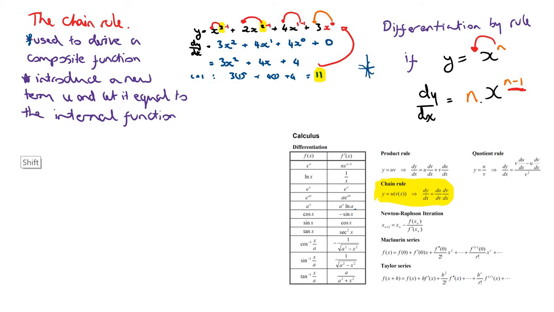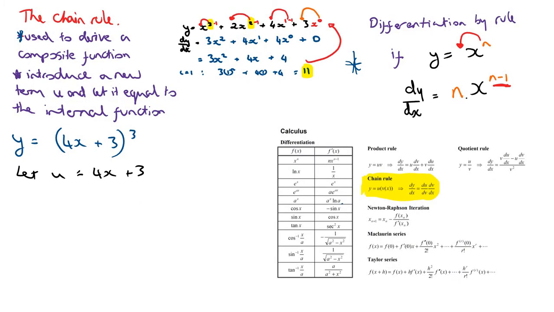Let's say we have a function y is equal to (4x + 3) to the power of 3. Well, our internal function here is just 4x + 3, and the overall function is (4x + 3) all to the power of 3. So what we're going to do is introduce the u, and we're going to say let u equal 4x + 3. That just means that y now equals u cubed.